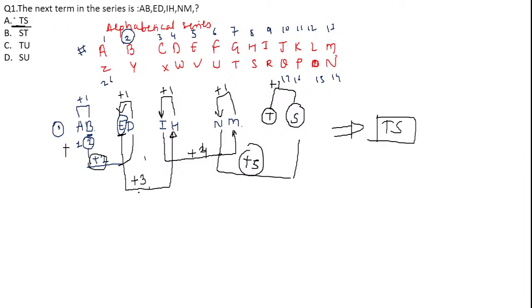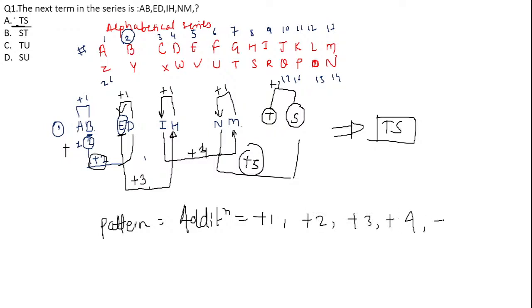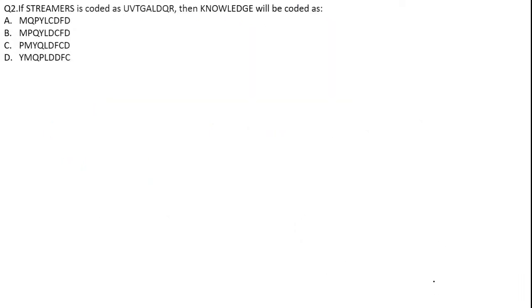So here there is a pattern of addition. First of all we are doing plus 1, then plus 2, plus 3, similarly plus 4, plus 5, plus 6. In every string we are doing plus 1 and then adding plus 2, plus 3, plus 4, like that. Hope you have understood the solution. Now let's move towards the second question.